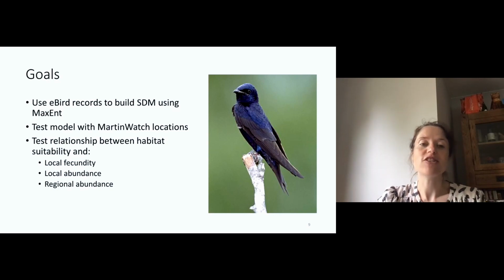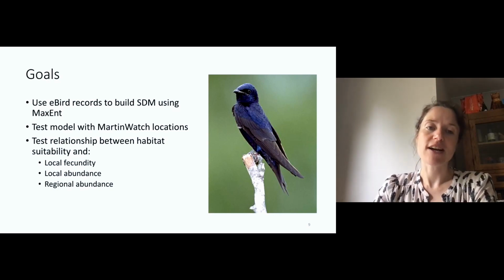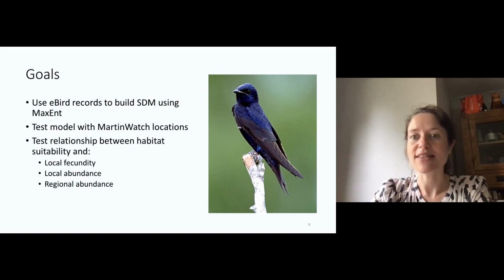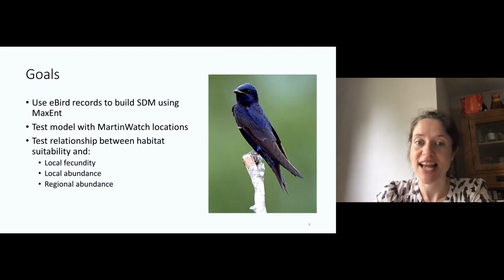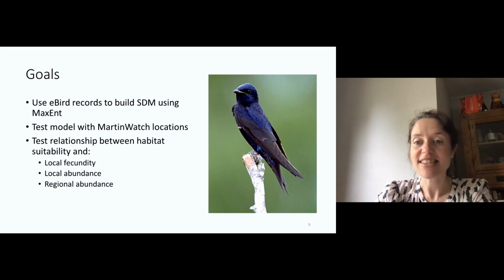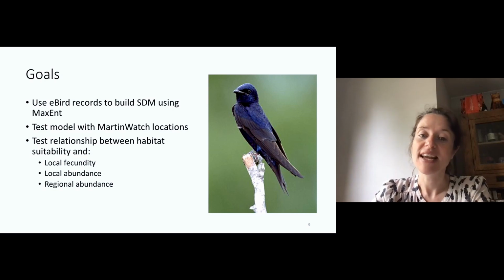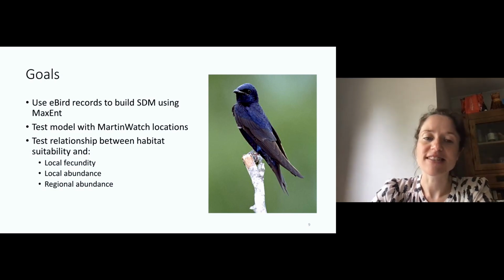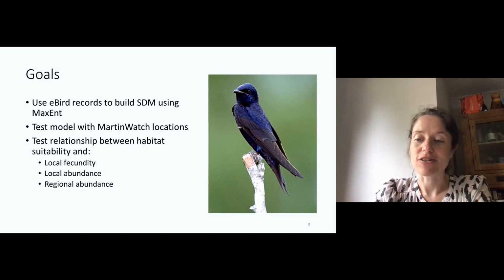So our goals in this project were to use the occurrence records in eBird to make a species distribution model in much the same way as most conservation purposes have to. But then we would be able to go one step further and really test this model using the data largely from Project Martin Watch to see if there was a real link between habitat suitability in the model and the things that we actually care more about, population growth rate. So using ideas about local fecundity, local abundance, and regional abundance.